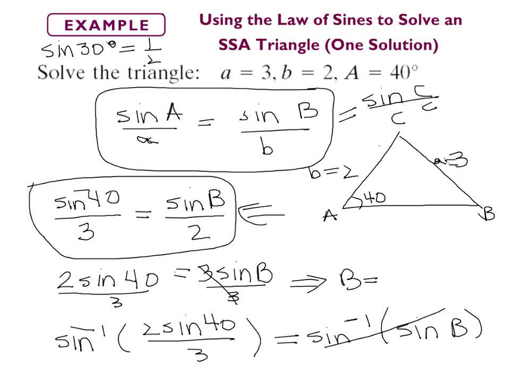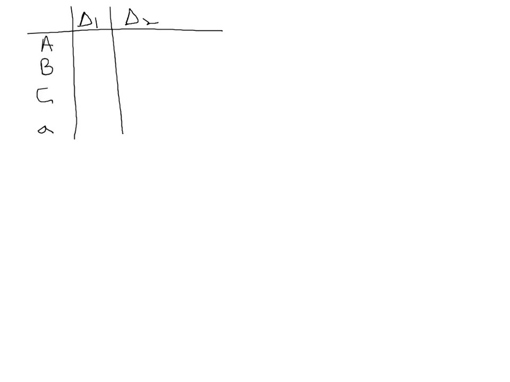Okay, perfect. Thanks, Luis. So I know now that b is equal to 25.4. Okay? I have a lot of mess here, so let me get a new page. Let me make my chart, because I want to see if I have one triangle, two triangles, or no triangles. So I have A, B, C, small a, small b, small c.